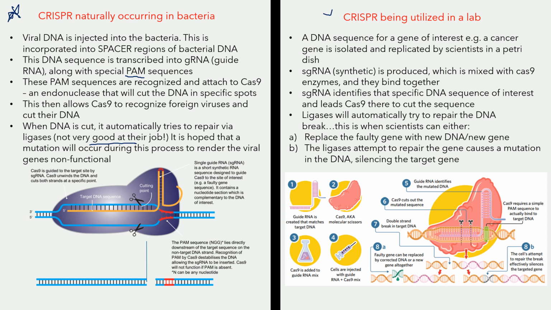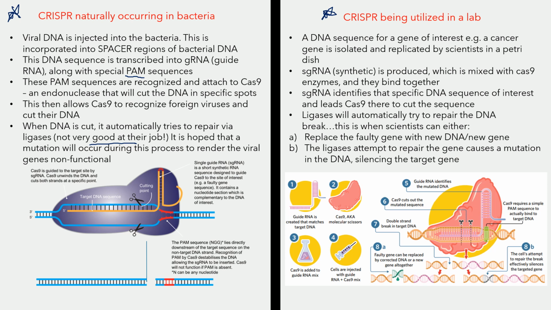So on the right-hand side is how we use this, and it's really similar, but obviously we're not doing this inside bacteria. We don't need to do that because we have technology. So what we do is we will isolate a DNA sequence for a gene of interest. So instead of using viral DNA, because we don't really care about viruses that attack bacteria, we might pick a cancer gene or some other gene that we're wanting to knock out or eliminate. Okay, so something that's going to be detrimental to our survival. So what we do is we isolate this gene and we make it, like in a petri dish.